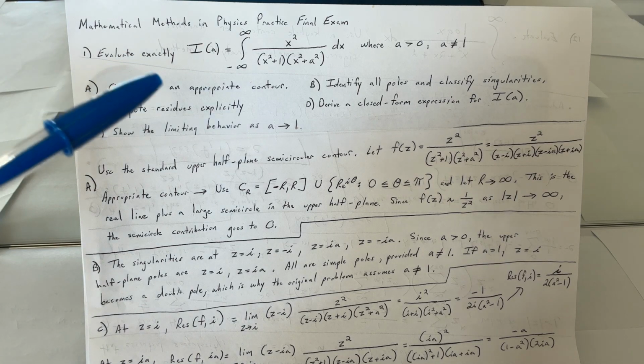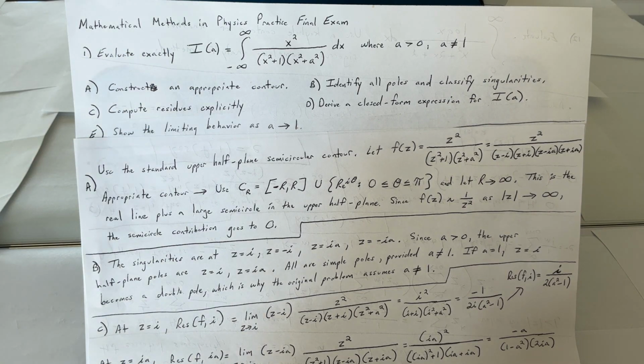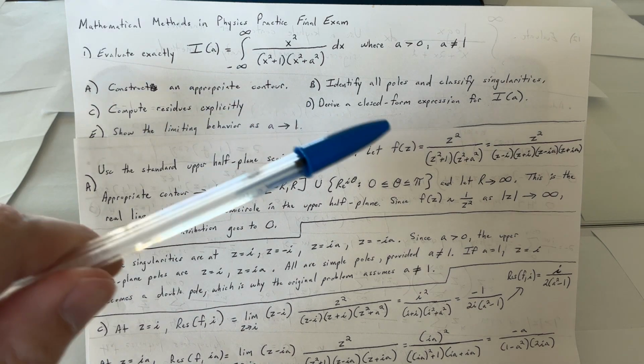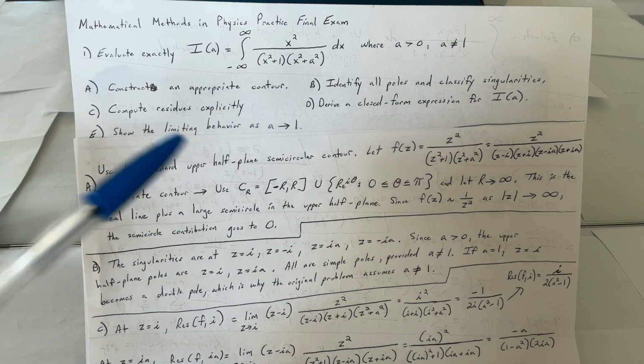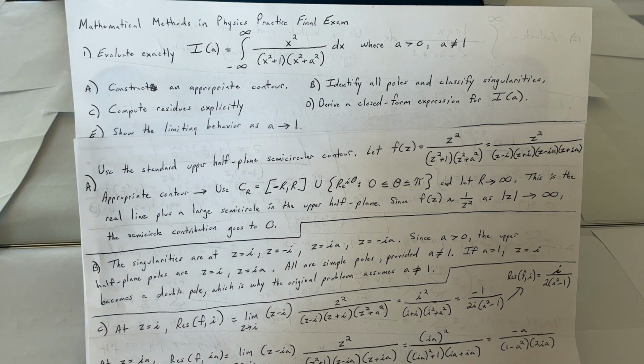So for part A, construct an appropriate contour. For part B, identify all poles and classify singularities. Part C, compute residues explicitly. Part D, derive a closed form expression for I of A. And for part E, show the limiting behavior as A approaches 1.